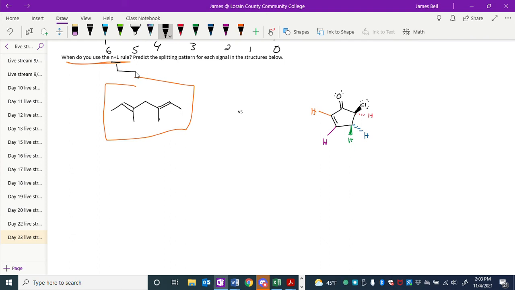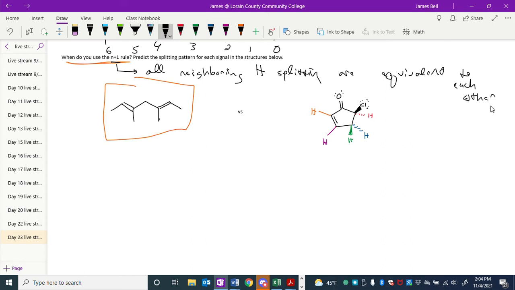So the n+1 rule can be used if all the neighboring hydrogens that are doing the splitting are equivalent to one another. All right, so there are a couple of details here that are really important. One is 2 hydrogens will not split each other if they're equivalent, right? So here though, because these 2 hydrogens are not equivalent, the green and blue, they will probably split one another.